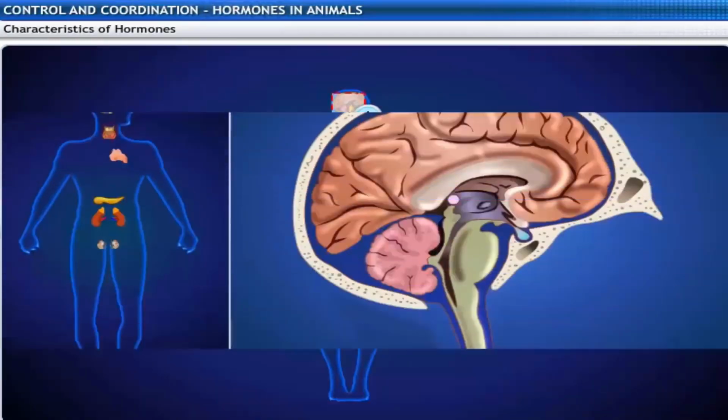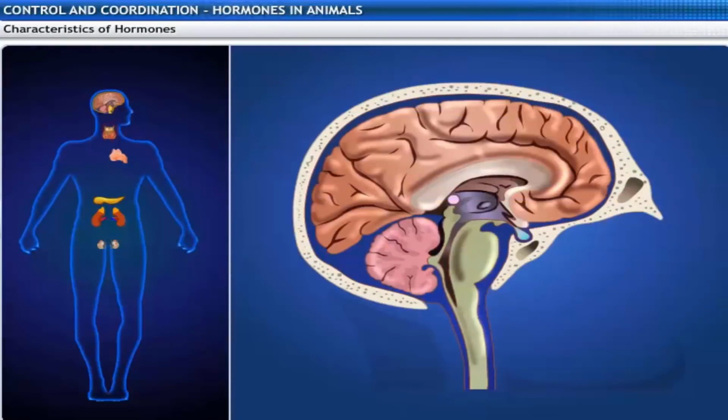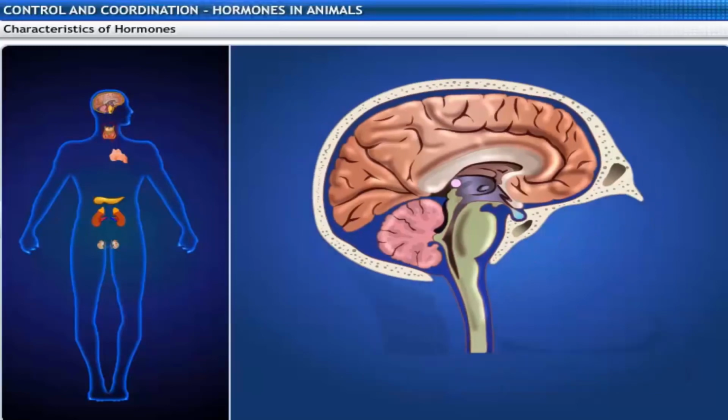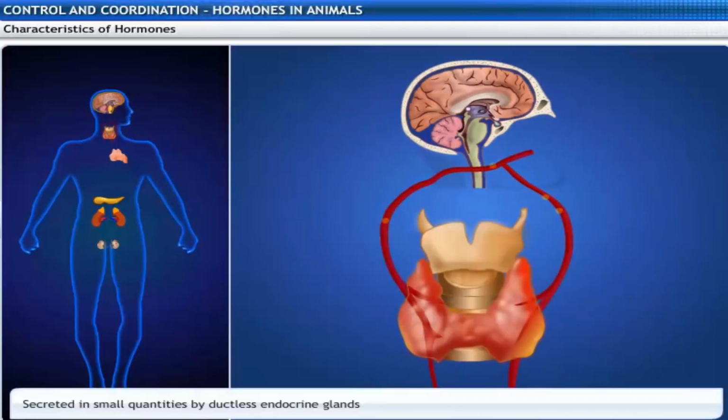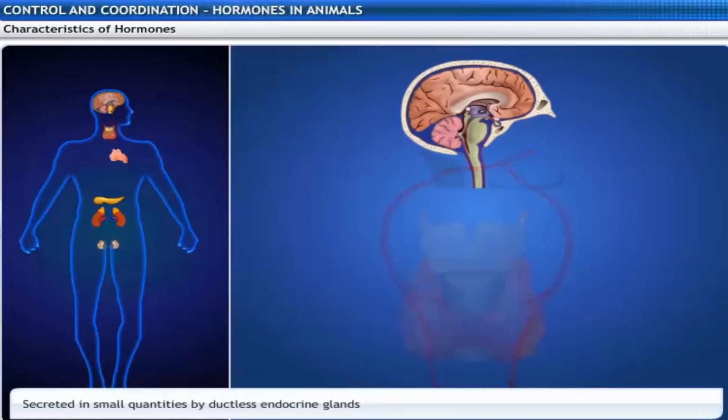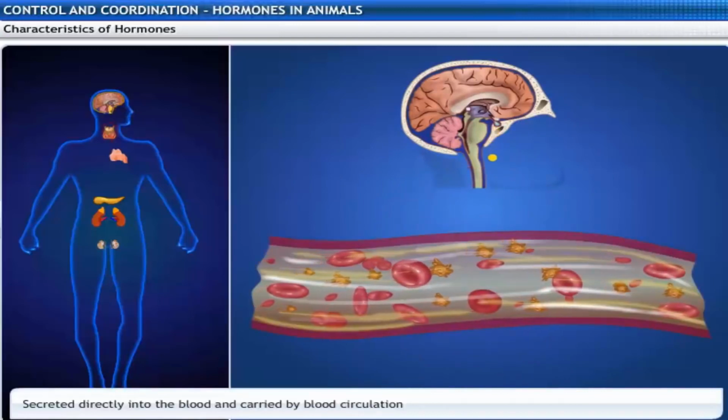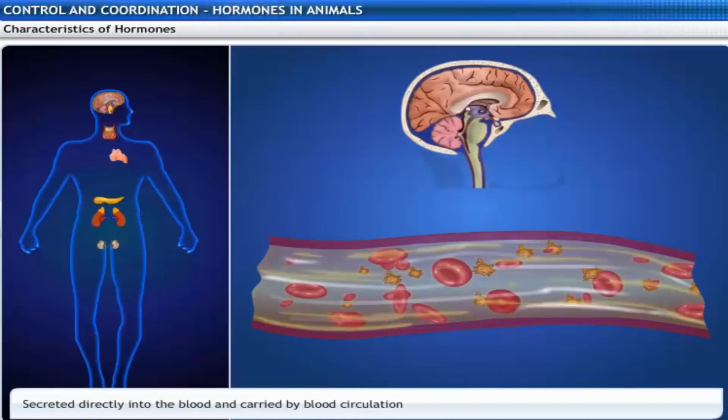Hormones play a crucial role in the control and coordination of the body. Let's take a look at the general characteristics of hormones. They are secreted in minute quantities. They are poured directly into the blood and carried by blood circulation.